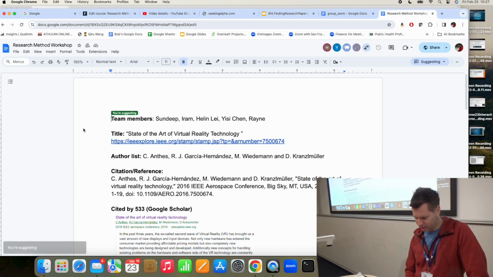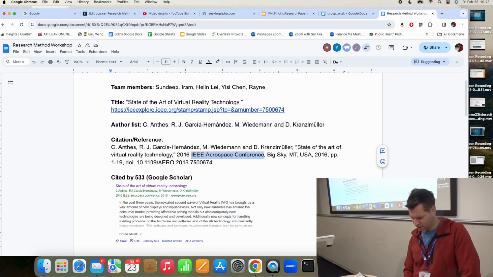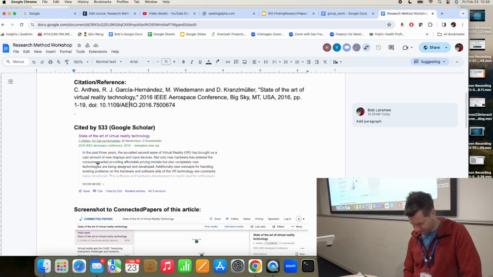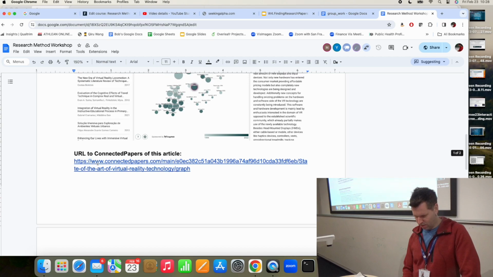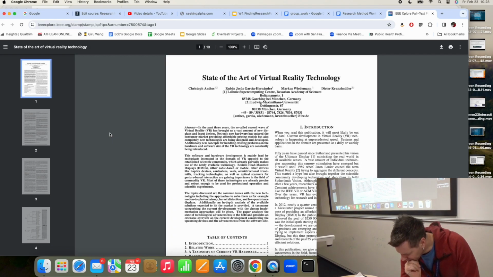State of the art in virtual reality technology. Okay, that sounds like a pretty interesting topic. Again, what I notice about this is it's almost computer science, that topic, but then it's published in a different journal, kind of not a computer science journal, which is interesting. Cited by 533. Okay. And then lit maps again. Oh, I see. State-of-the-art virtual reality technology.